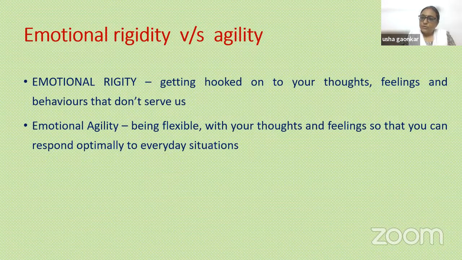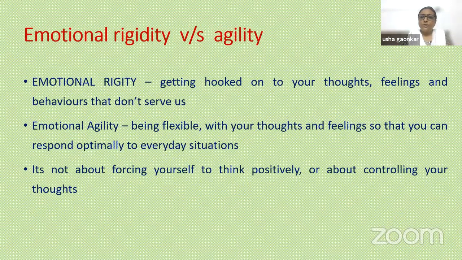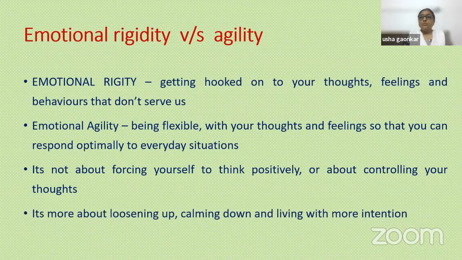So, optimum utility of your emotions. It's not about forcing yourself to think positively or about controlling your thoughts. All right. So, emotional agility does not mean that you should be forcing yourself to think positively, which we spoke about earlier, that you should feel the negative emotions also, or controlling your thoughts. Can we control our thoughts? I think in the last 2 days we have covered that aspect, that it is difficult to control our thoughts, right? We can manage them, but we cannot control them. So it's more about loosening up, calming down, and living with more intention.